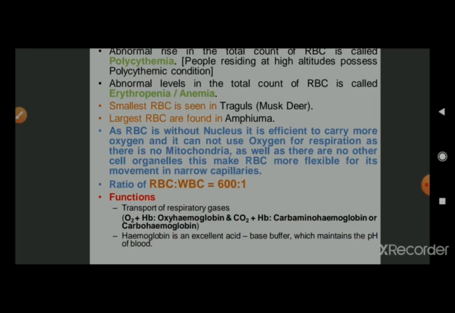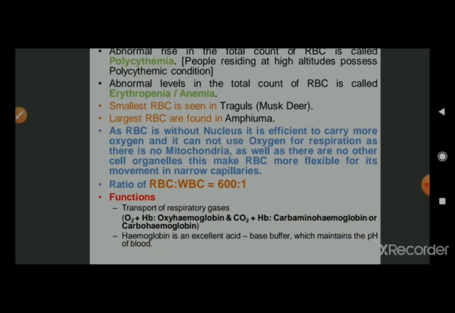So if nucleus is not there, mitochondria is not there, or cell organelles are not there, then the amount of hemoglobin will increase, which will have more tendency to bind with oxygen, and to carry oxygen to the cell. So that is the importance of not having nucleus, mitochondria or cell organelles in the RBC. As well, when cell organelles are not present, RBC becomes more flexible for carrying oxygen through the narrow capillaries to the particular cell. So that's why RBCs are without nucleus, mitochondria or cell organelles.